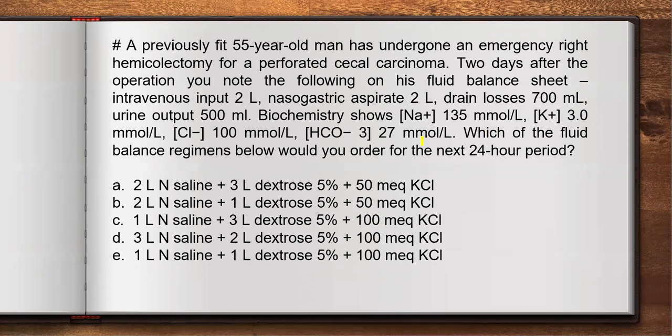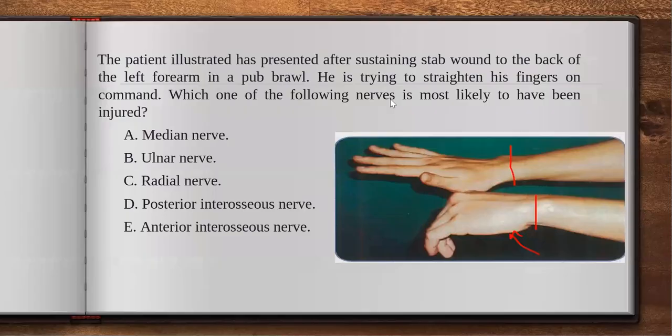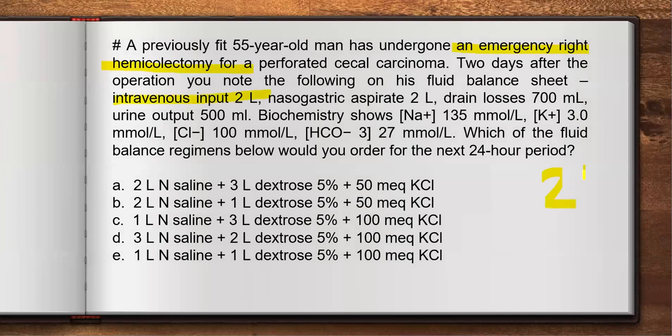So how to do the fluid balance? When you do the fluid balance, you have to find out how much you have given to the patient and how much output the patient has. So look at the question. The patient had an emergency right hemicolectomy. 2 days after the operation, this is the fluid balance sheet. Intravenous input you have given is 2 liters. So you have given 2 liters to the patient. This is your input.